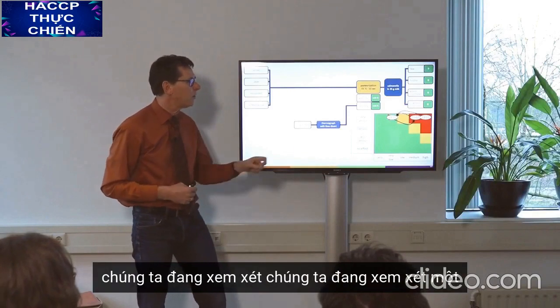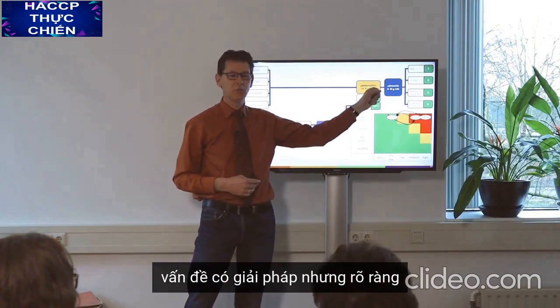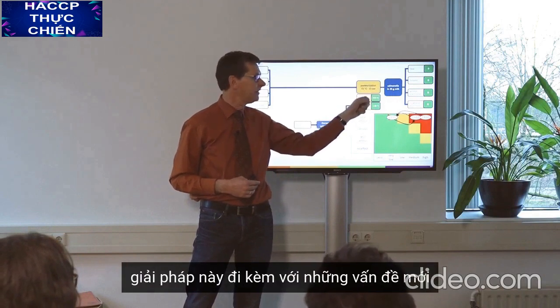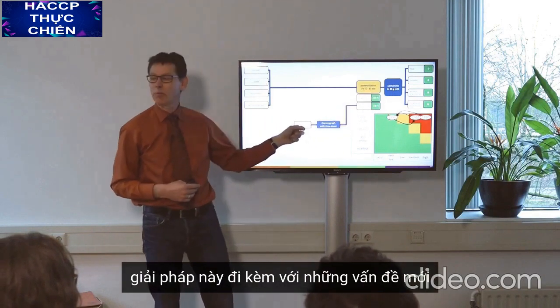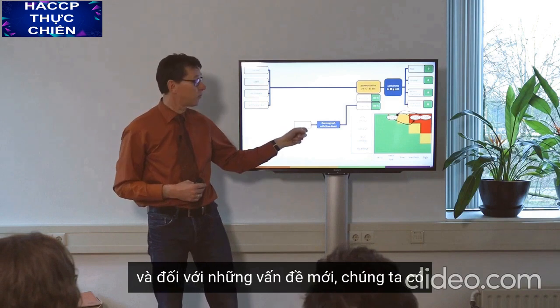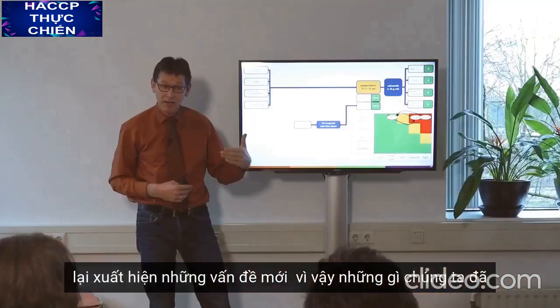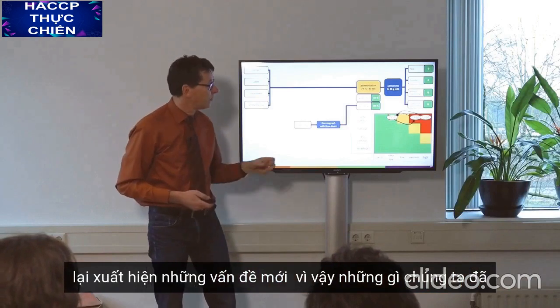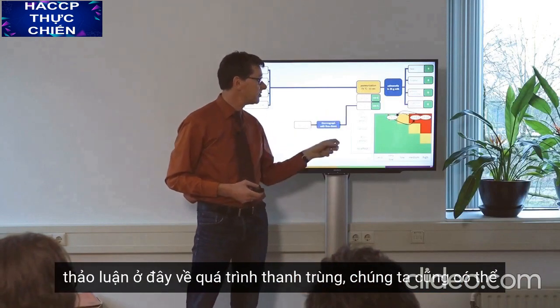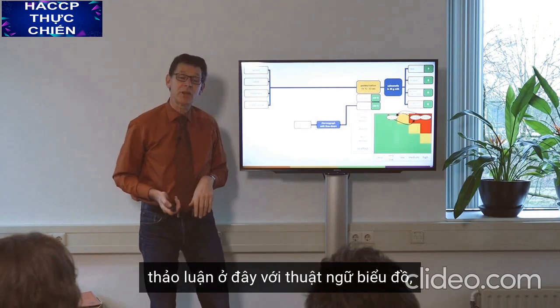Basically what we're looking at is a problem with a solution. But apparently this solution comes with new problems. And for those new problems we have new solutions. But with the new solutions again come new problems. So what we've discussed here in pasteurization we can also discuss here with the thermograph.